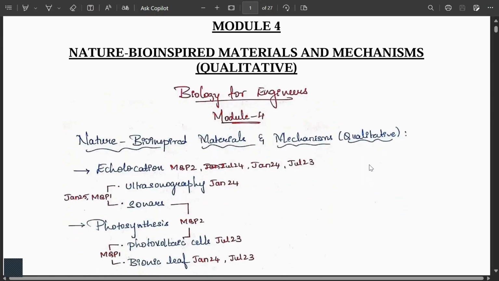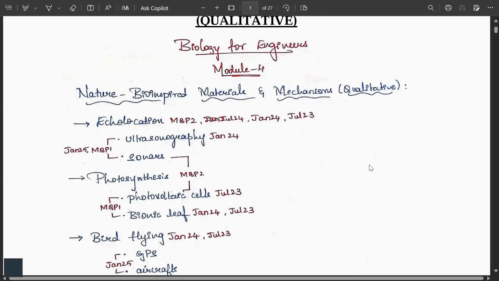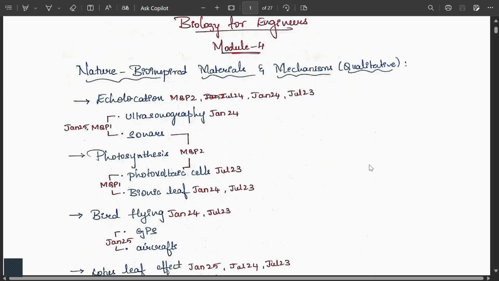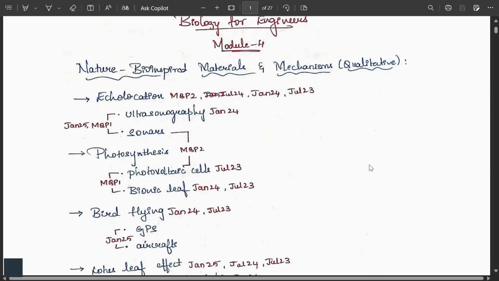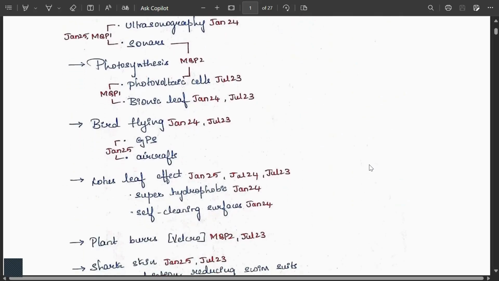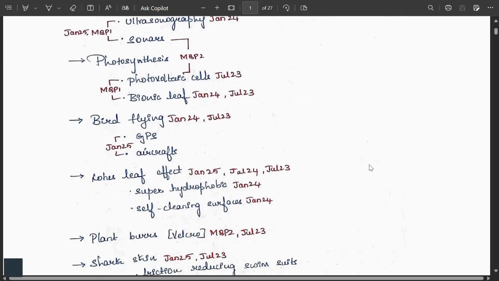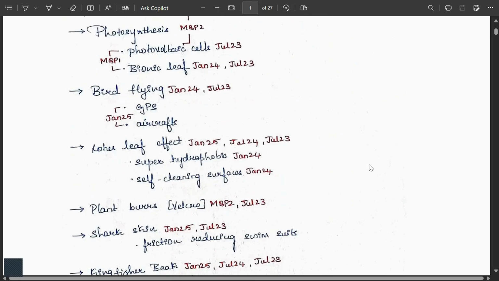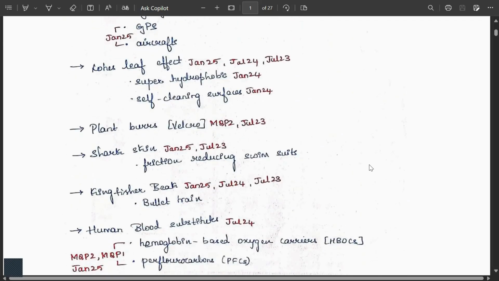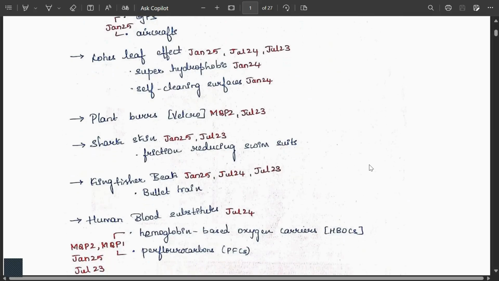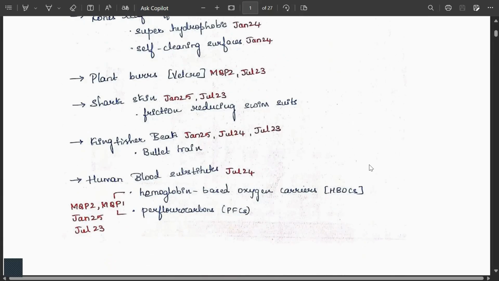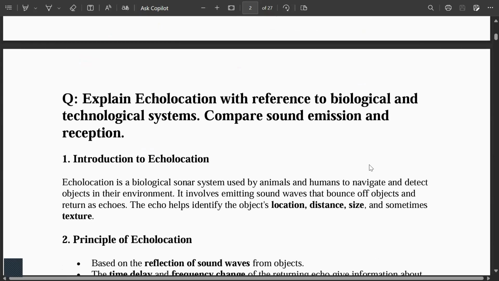In Module 4, we are going to study echolocation, in that ultrasonography and sonar system, photosynthesis with photovoltaic cells and a bionic leaf, then bird flying with the application of GPS and the aircraft, then the Lotus leaf effect, where it is super hydrophobic self-cleaning surfaces, plant burrs like Velcro, shark skin used as friction-reducing swimsuits, Kingfisher beak used in the bullet train, human blood substitutes, that is hemoglobin-based oxygen carriers, that is HBOCs, and perfluorocarbons. Let me start with the first question.